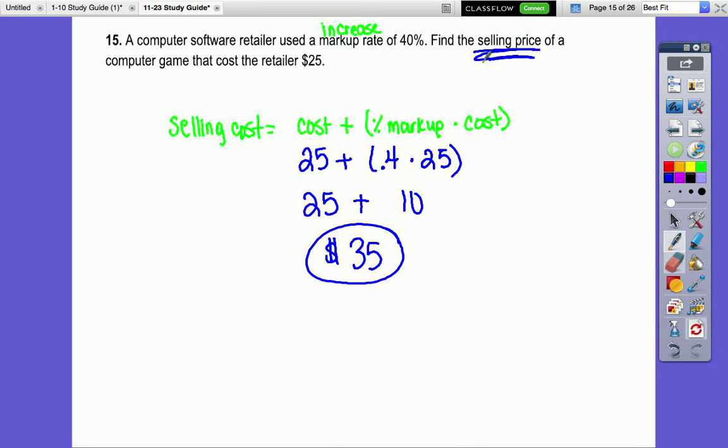And again, our question asks for selling price. So first thing is you have to find out what is the percent or the dollar amount of the markup by taking the percent of the markup and multiplying that by the cost. And then you just add your markup back to the actual cost.